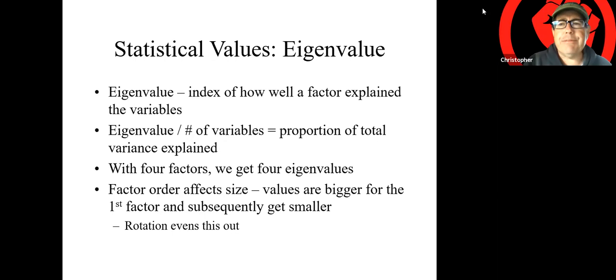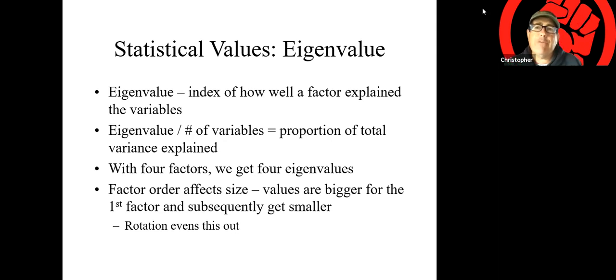So we can't really interpret eigenvalues outside of the context of how many items we have. However, we can take the eigenvalue and divide it by the number of variables we have, and that'll give us something akin to R-squared, the proportion of total variance explained by that factor.